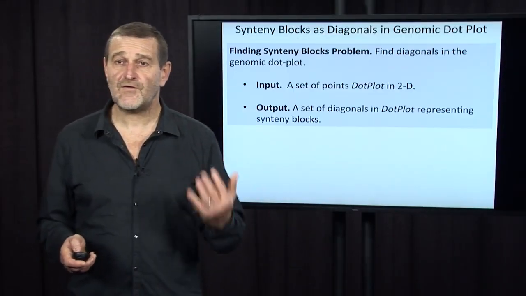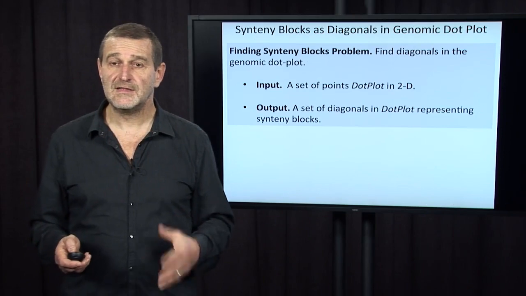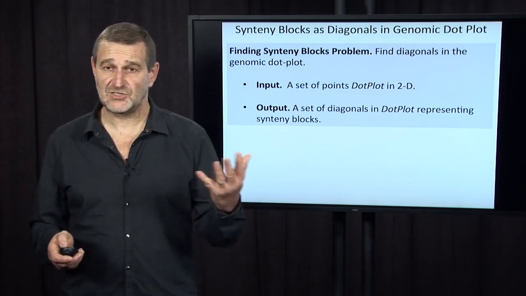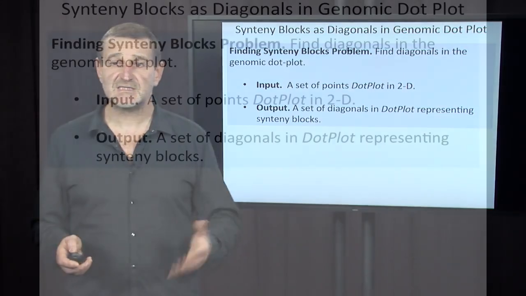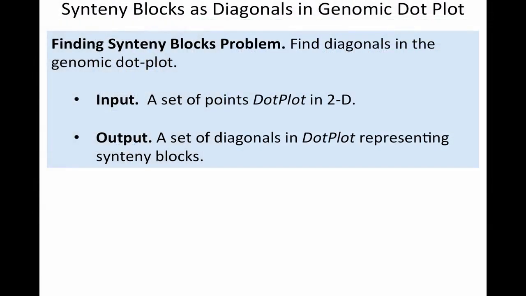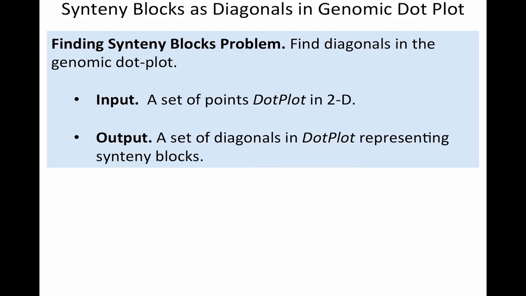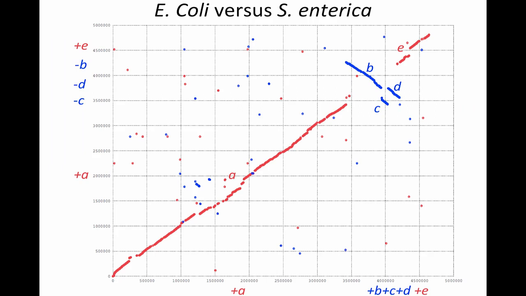And here's finding Synteny blocks problem. Input is a set of points in genomic dot plots in 2D, and the output is a set of diagonals in dot plot representing Synteny blocks. Does it make sense? Of course it doesn't make sense, because I have not defined what diagonals are. Look at this genomic dot plot and you can see that diagonals are not perfect because there are many insertions, deletions, mismatches, and many other artifacts.